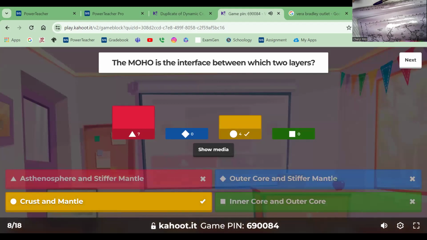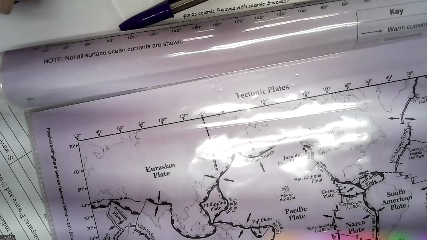So going back, let's look at that reference table. I know mine's too far away for you to see, but you should be seeing here at the top of page 10 that the Moho is separating the black outside layer, which is the crust, from the white teeny tiny layer, which is the rigid mantle. So the Moho separates the crust from the mantle. Those of you who picked, what did you pick?